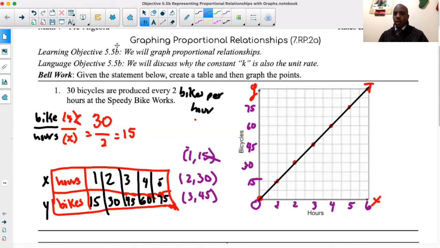I can pick any one of these points and pull out data from it, but this is what you should have done for your bell work. You should have made a table, recognized the unit rate was 15, recognized that at 1 hour, 15 bikes are made, and worked your way up on a table that you would create yourself, understanding X is hours, Y is bikes. You could have got that from the table, or from bikes per hour, all right?